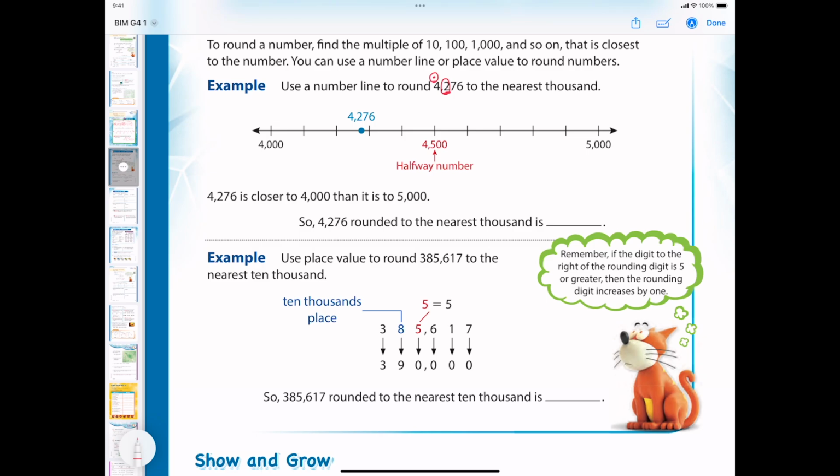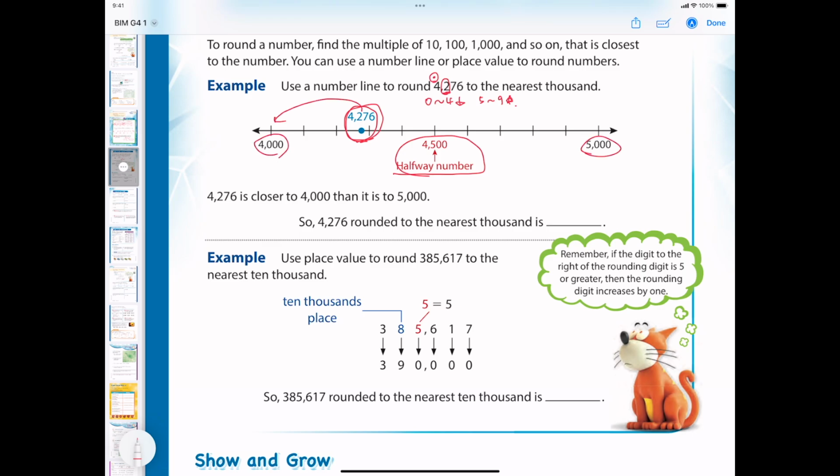Because this 2 belongs to 0 through 4: 0, 1, 2, 3, 4, round down. And 5 and up, which is 5 through 9, round up. But let's use our number line here. So 4,276 is here, as you see in blue color. So the halfway number is what? 4,500, right? And this number does not reach halfway. That means you need to round down to 4,000, not 5,000.